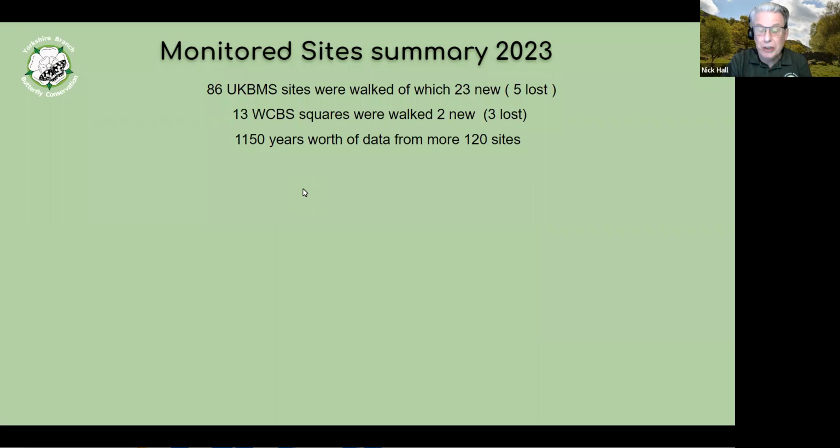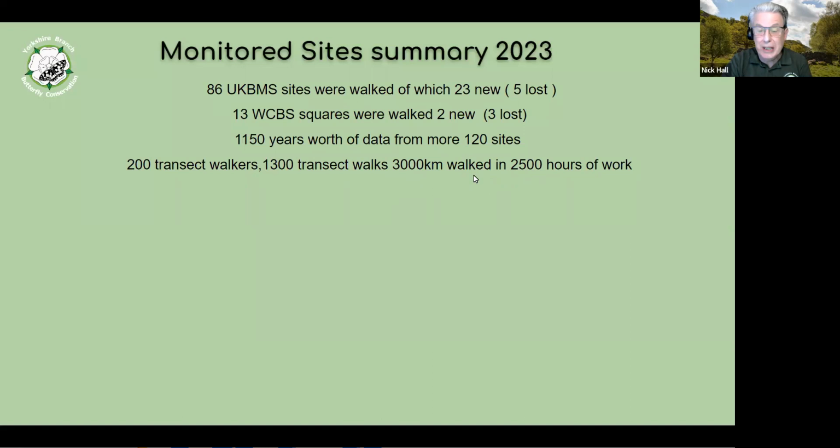So at the moment we have nearly 200 walkers. That's up considerably from last year. I think we were about 170 last year. 1,300 transect walks this year, that's up from 1,000 last year. And 3,000 kilometers walked, which is up about another 500 kilometers compared with last year. And another 500 hours of work you've put in unpaid.